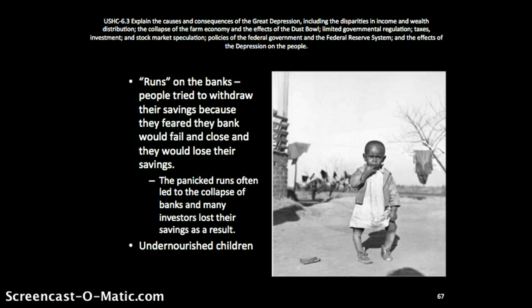There were runs on the banks where people tried to withdraw their savings because they feared the bank would fail and close, and then they would lose their savings. So as people panicked and ran to the bank, the banks did collapse because they ran out of money. And so people just lost their money. Today we have the Federal Deposit Insurance Corporation to make sure our money's safe in the bank. Back then they didn't. If the bank went out of business, you just lost your money.